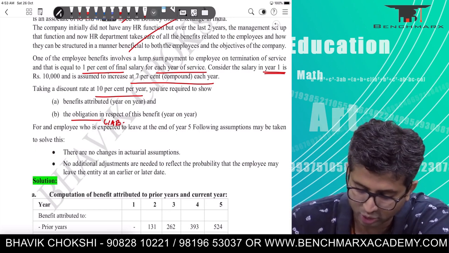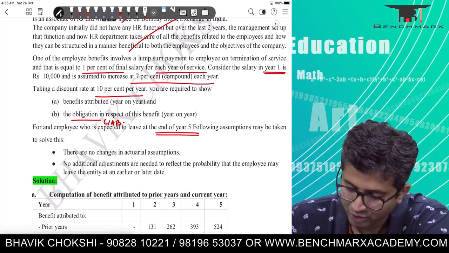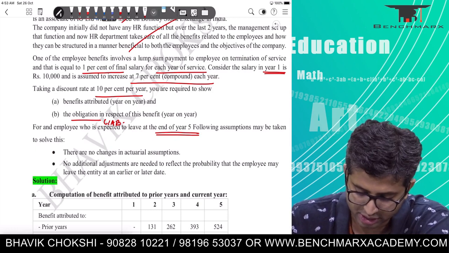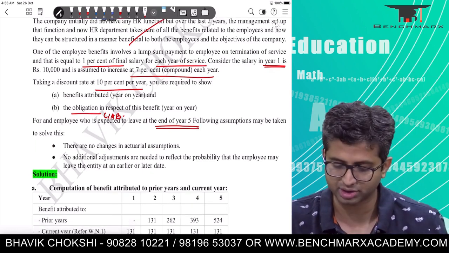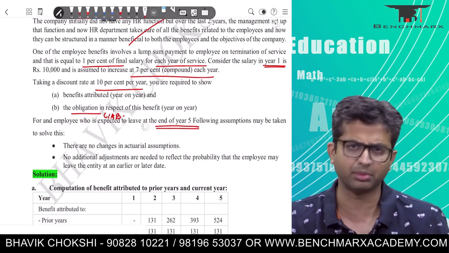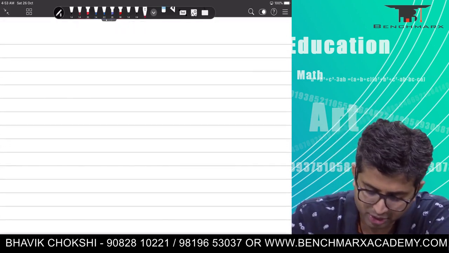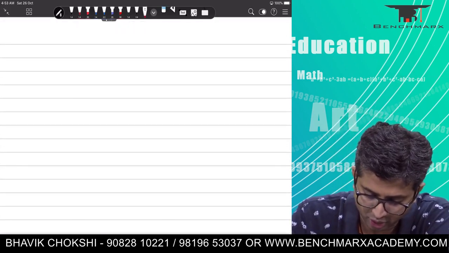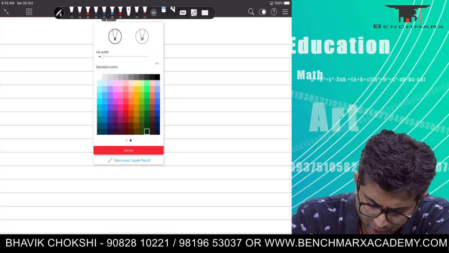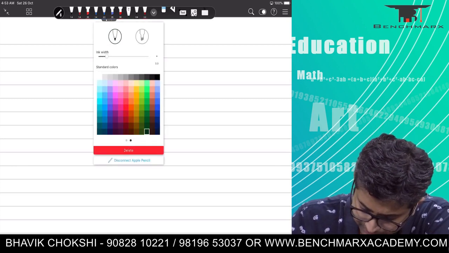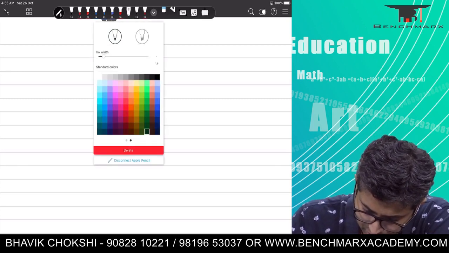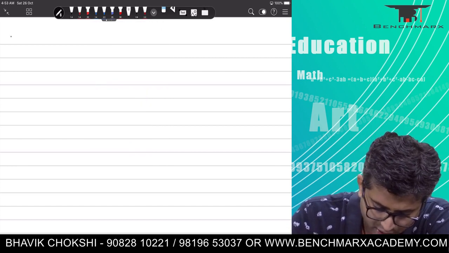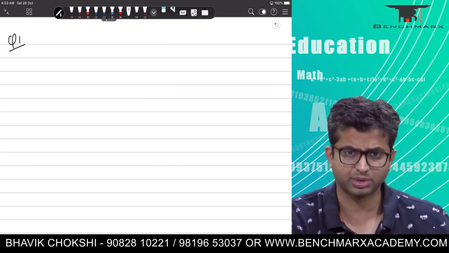For an employee who is expected to leave at the end of year 5, the following assumptions might be taken. There are no changes in actuarial assumptions and no additional adjustments are reflected for the probability. Okay, so what we can do is we can use that set of information to solve the question. So over here we have this illustration.